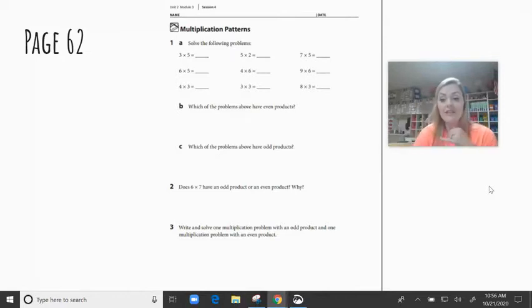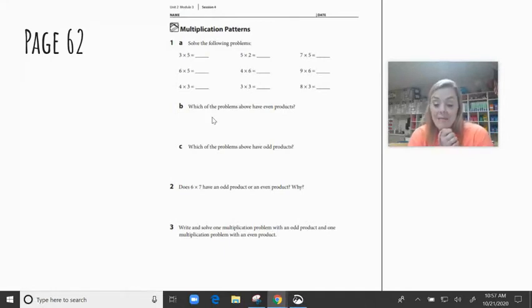So for example, if you needed to do 8 times 3, you could do 8 times 2 plus 1 more group of 8. So use what you know about multiplication to solve these problems and practice using your arrays if you need to. Then part B says, which of the problems have even products? Remember what product means. Factor times factor equals product. The factors are the numbers we multiply. The product is the result of multiplying those factors.